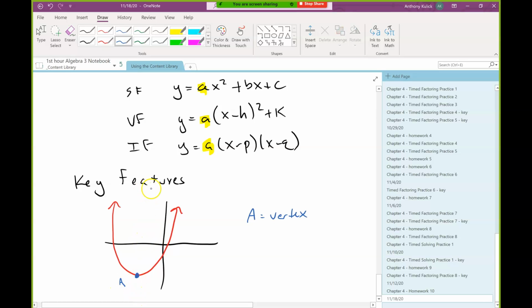The next is called the axis of symmetry. So the axis of symmetry is a vertical line that divides the parabola into two mirror images. So it splits it in half. All parabolas have an axis of symmetry, and they always go through the vertex.